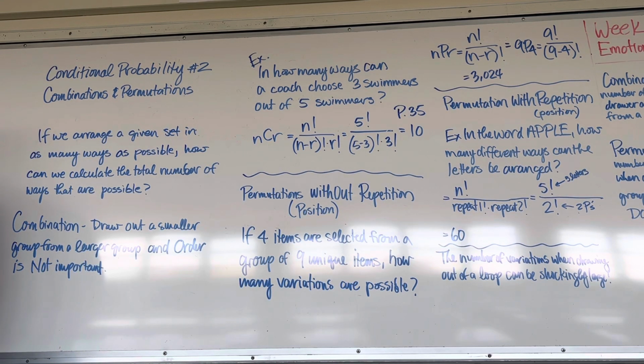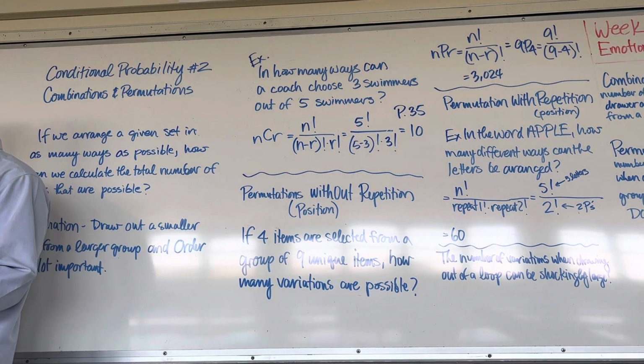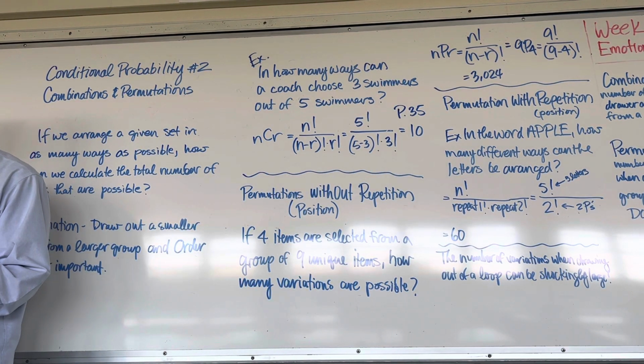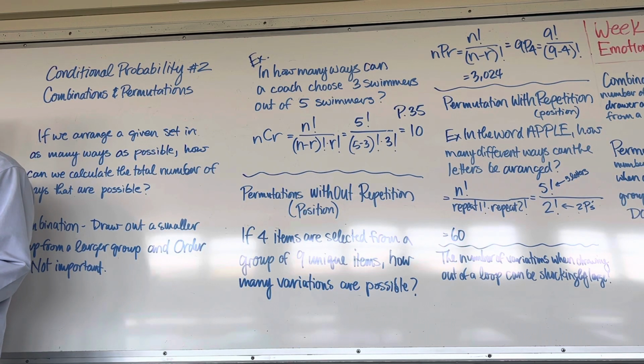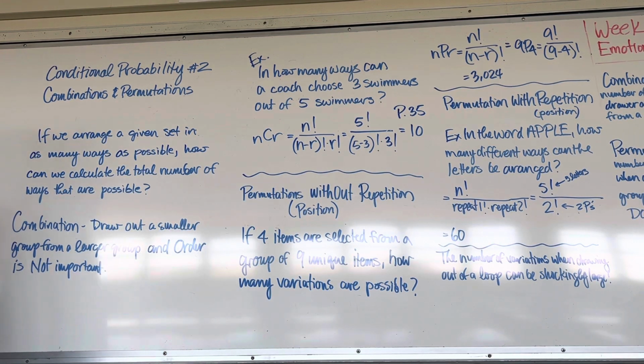Okay, so they use weird language in statistics a little bit. They're talking about drawing out, right? So imagine a bowl full of, remember we said a bin full of marbles, or a bucket full of marbles, something like this. We're drawing out, which means we're picking marbles out of the group. Make sense when they say draw out? I don't know about the wording, but that's what we use, okay? So draw out a smaller group from a larger group, and order is not important. So here's an example of what that means.